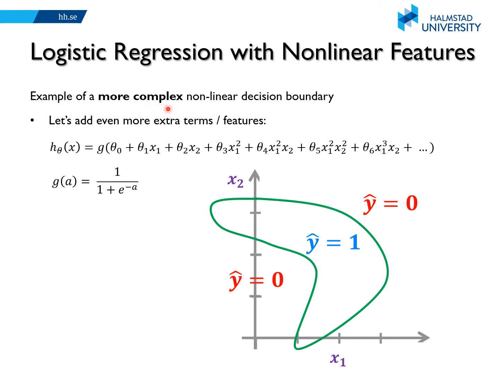And you can, of course, get a more complex nonlinear decision boundary, for example, by adding more features, such as polynomial features of higher order. So you get a more complex decision boundary.